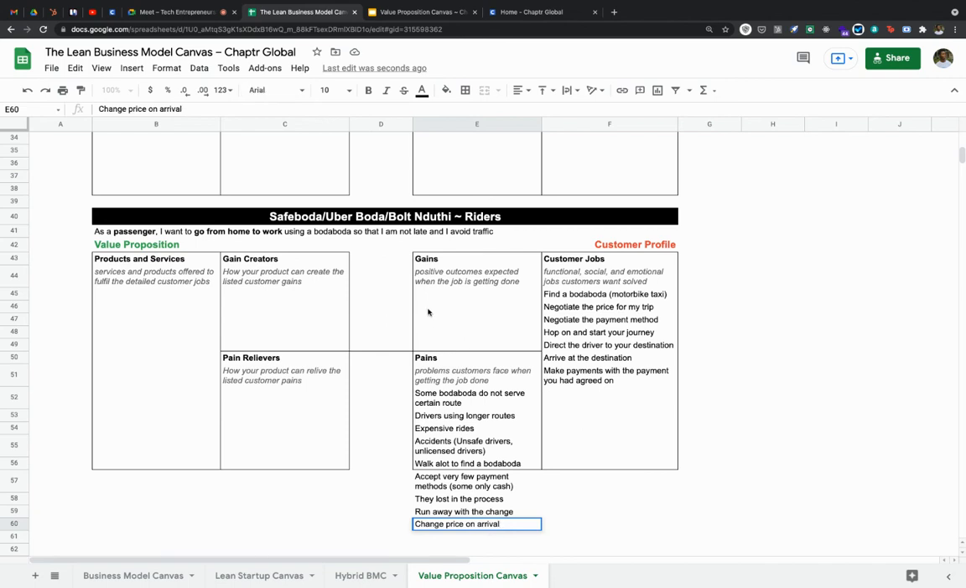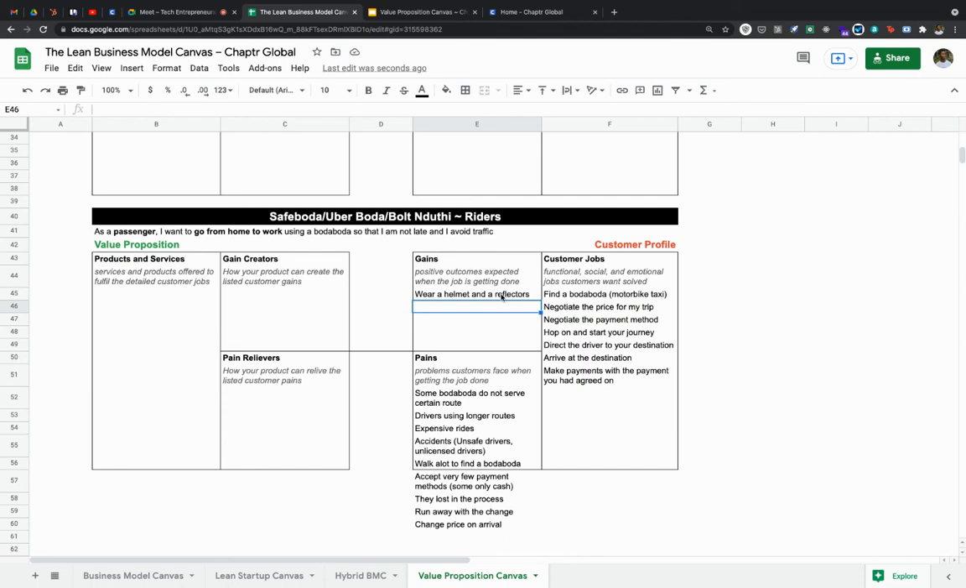Now let's talk about the gains. What are some of the positive outcomes that I expect when I'm trying to get these jobs done? A good example of a gain that I would give you is when I'm trying to hop on a boda and get to my destination. One gain that I want is a safe ride, so I want to wear a helmet and a reflector, so that in case of accidents, I'm well protected. I know there could be an accident, but if I have a helmet and a reflector, there's less chance of an accident, and in case it does happen, the helmet does protect me.